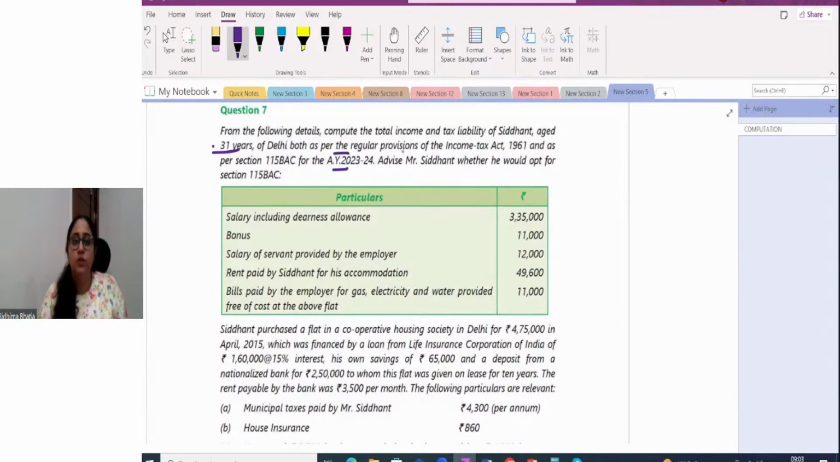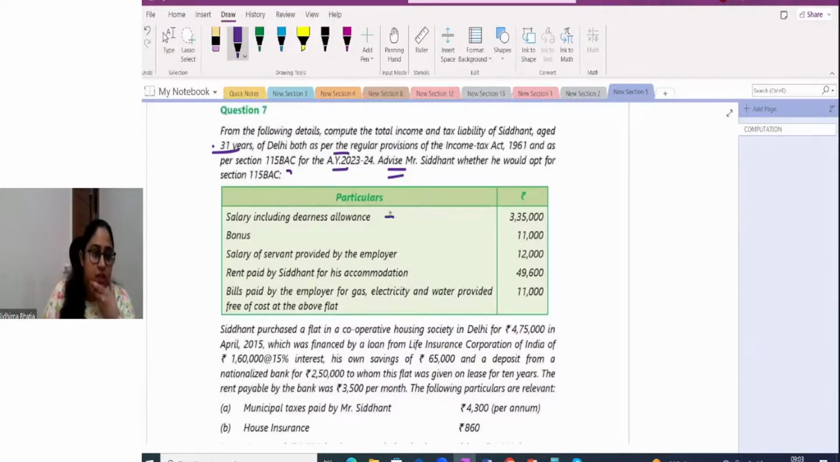दोनों करके दिखाने. This should be also part of your answer. Then advice should also be a part of your answer. Advise Mr. Siddhant whether he would opt for section 115BAC or not. दोनों करके please, question मत छोड़ देना. Please, since it's written, advise him. You have to give your conclusion also. What should he opt? Okay.